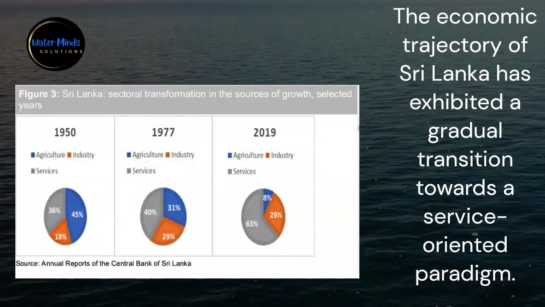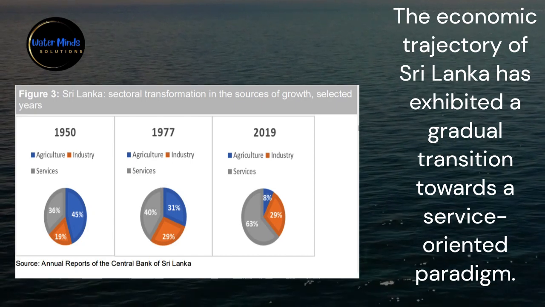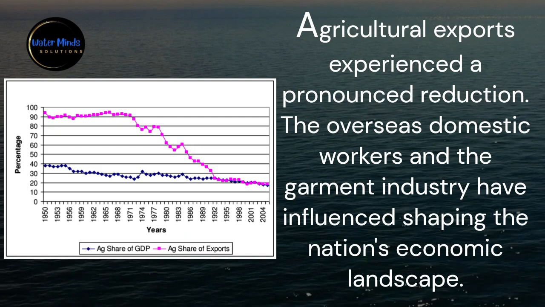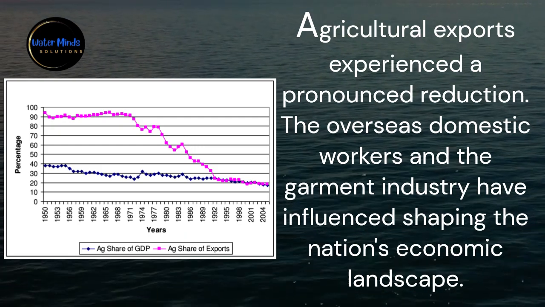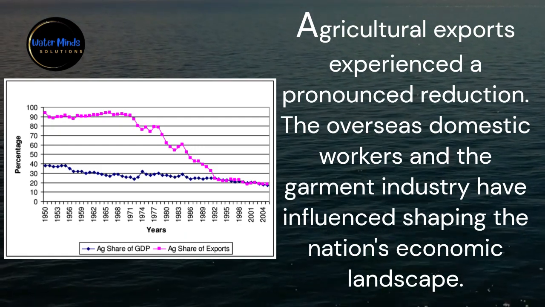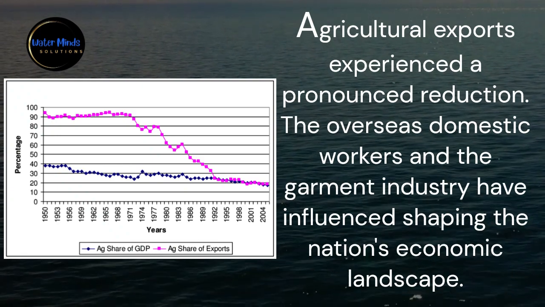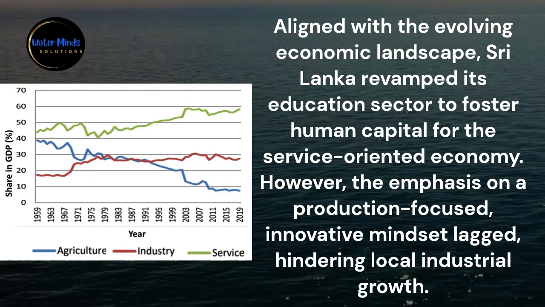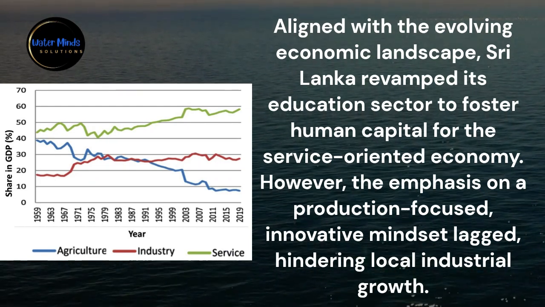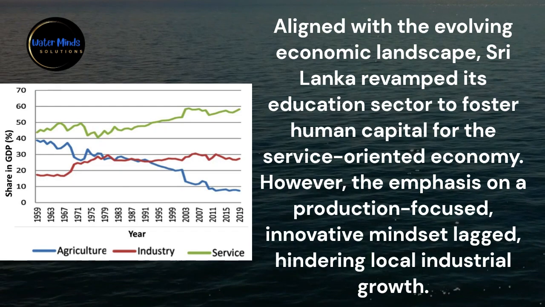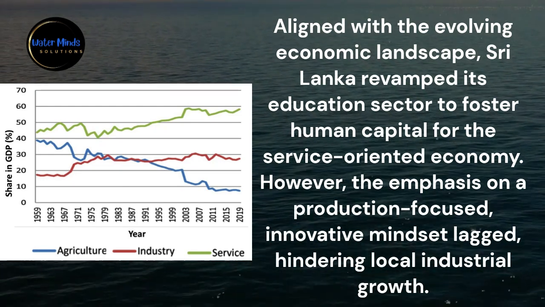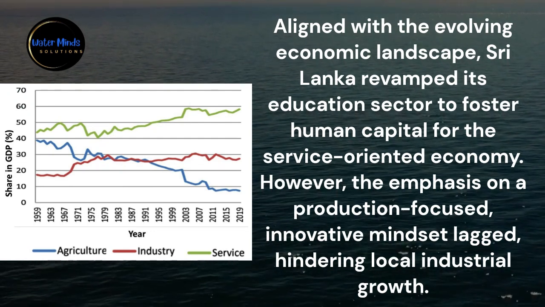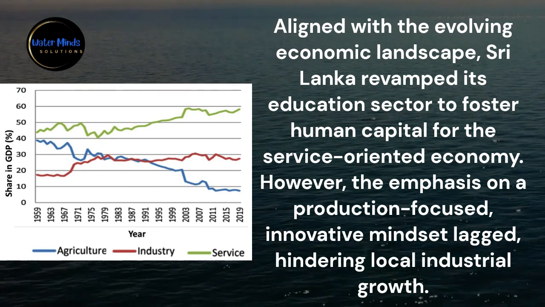The economic trajectory of Sri Lanka has exhibited a gradual transition towards a service-oriented paradigm. Agricultural exports experienced a pronounced reduction. The overseas domestic workers and the garment industry have influenced in shaping the nation's economic landscape. Aligned with the evolving economic landscape, Sri Lanka revamped its education sector to foster human capital for the service-oriented economy. However, the emphasis on a production-focused, innovative mindset lagged, hindering local industrial growth.